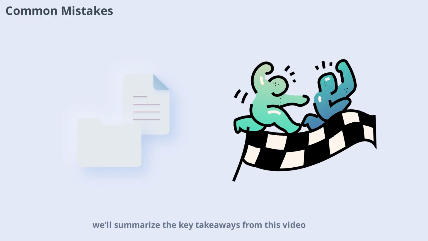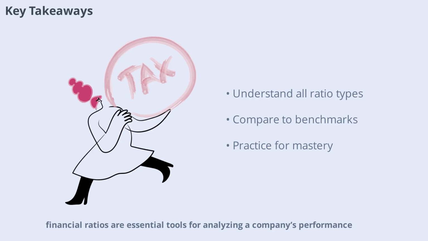Next, we'll summarize the key takeaways from this video. To sum up: financial ratios are essential tools for analyzing a company's performance. By understanding liquidity, profitability, efficiency, solvency, and market value ratios, you can make better business and investment decisions. Always compare ratios to industry benchmarks, consider company size and trends, and be aware of their limitations. With practice, interpreting financial ratios will become second nature. In our final scene, we'll encourage you to apply these concepts in your own analysis.